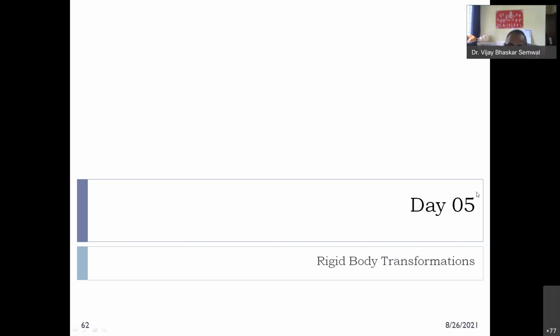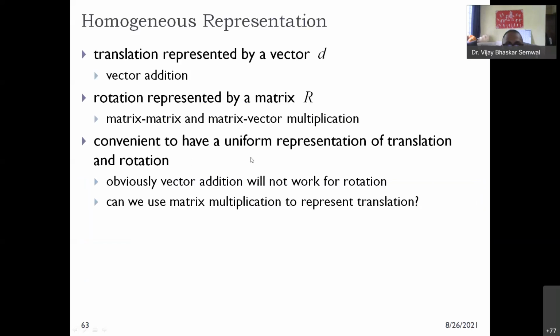These kinds of things. If you rotate by theta degrees here, then you'll take translation as well as all things. And the manipulator is using it. Now coming to the homogeneous representation, let us see the translation representation of vector D. Rotation we are representing here as matrix by matrix or matrix vector multiplication and vector addition.